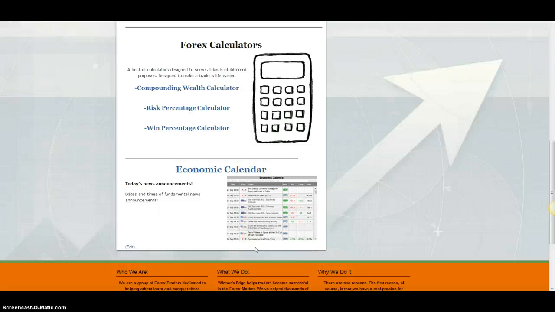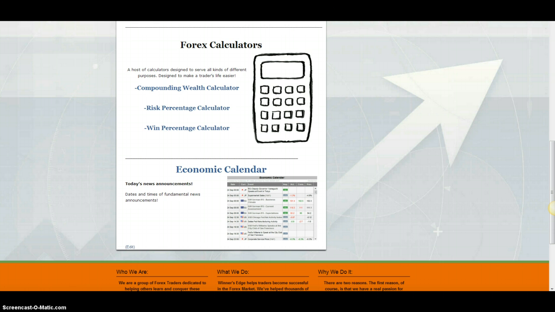The next is the risk percentage calculator, and what this actually does is help you determine the trade size you want to make according to the amount you want to risk in a particular trade. So if you have in your trading plan that you want to risk 1% per trade, you can enter credentials in the risk percentage calculator and calculate what size trade you want to make.